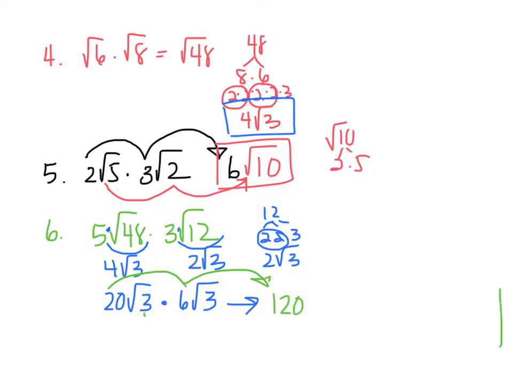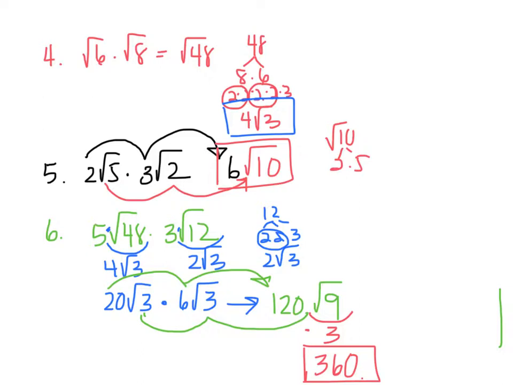Square root of 3 times the square root of 3 gives me the square root of 9. But what is the square root of 9? It is 3. So I have 120 times the 3 gives me 360.